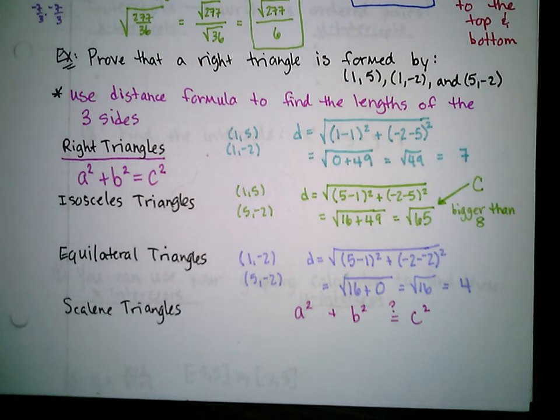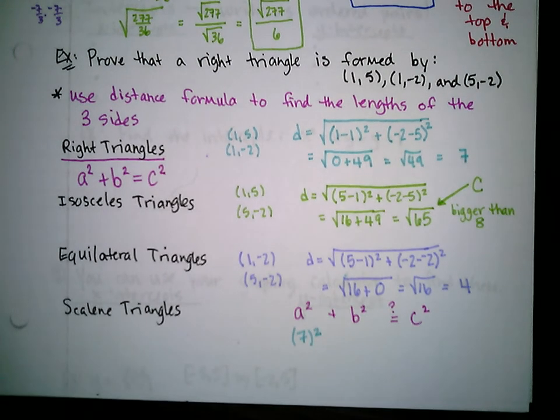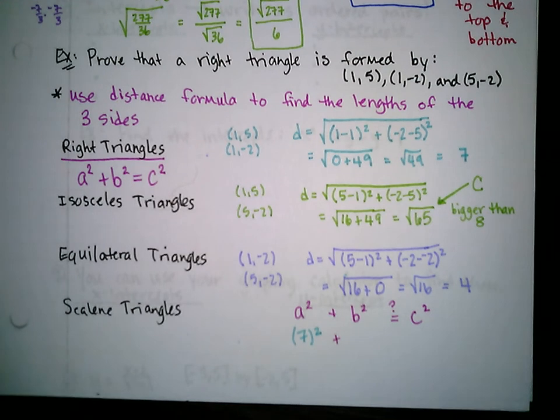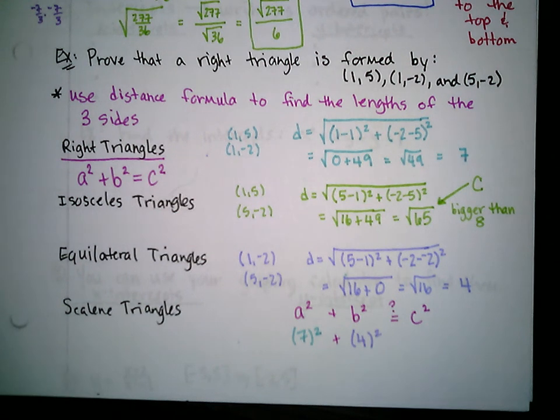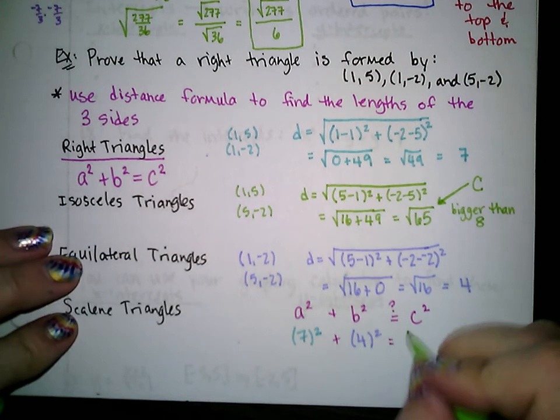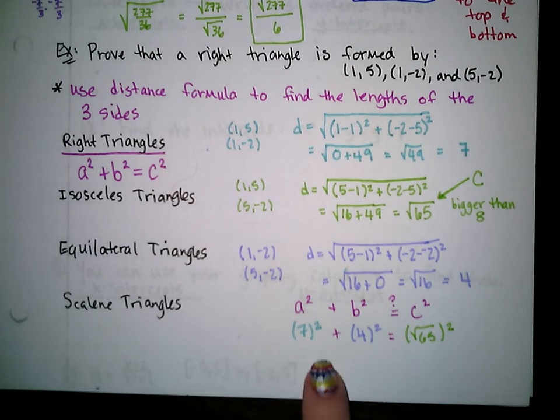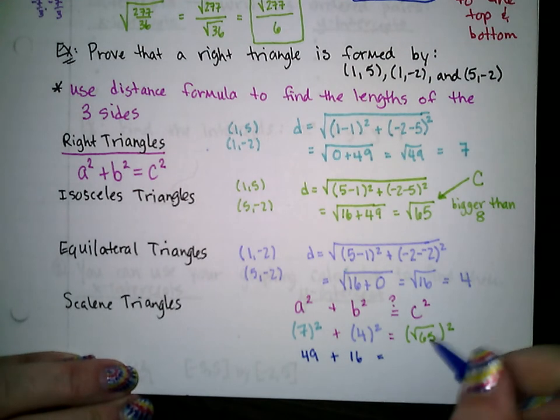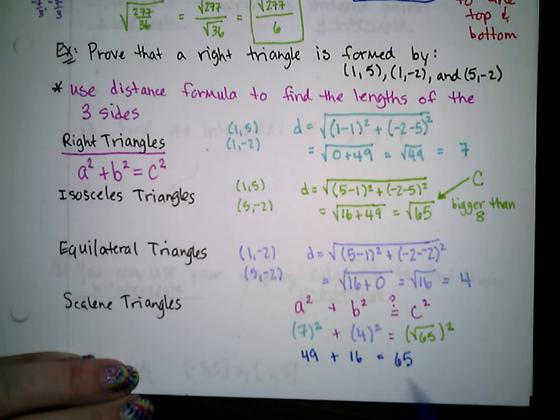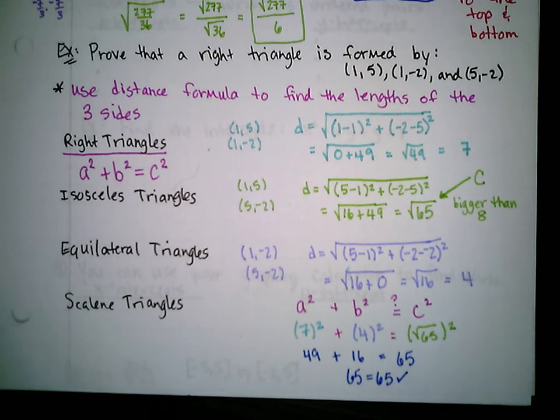So I'll go ahead and use 7 for my A, so 7 squared. And then I'm going to add B squared, which I'll use my 4. And see if that is going to equal C squared. C squared is my square root of 65 squared. And I'll work through that. So 7 squared would be 49. 4 squared is 16. See if that equals square root of 65 squared, which is 65. And that is indeed true. So we have proven that this is a right triangle.